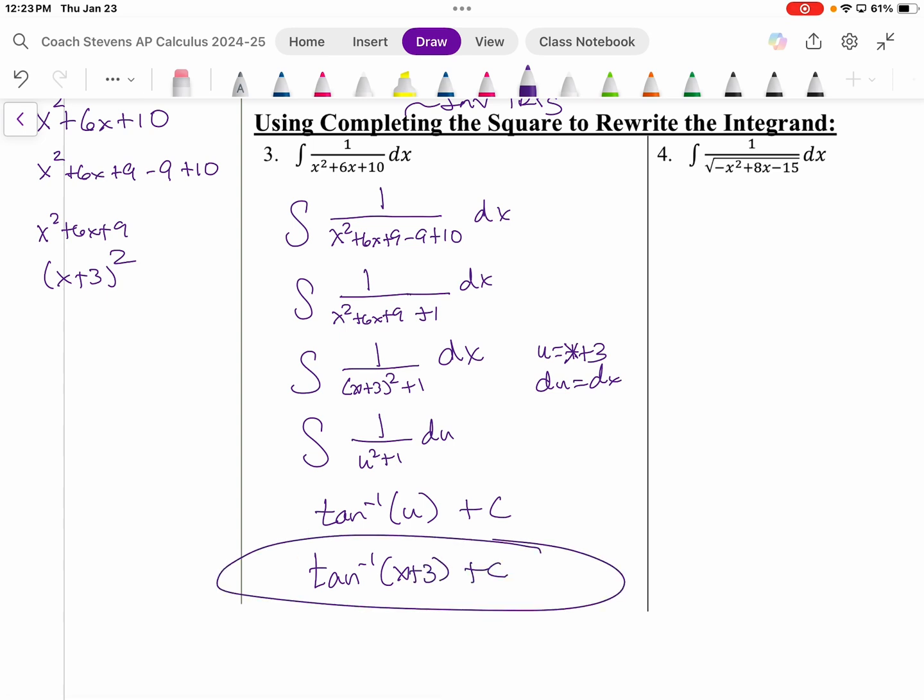Okay. Now, do you have to do the u substitution? No, you don't have to. You can say, hey, the x plus 3 really is not going to give me an extra coefficient out front that I need to worry about canceling out. You can just leave it that way. Okay, just whatever works right for you.